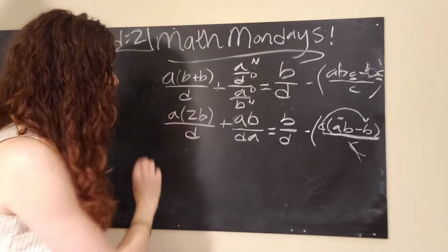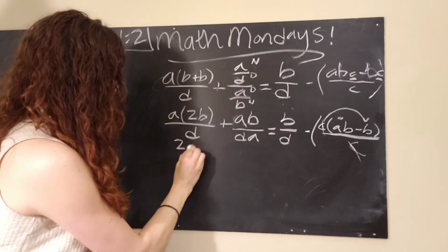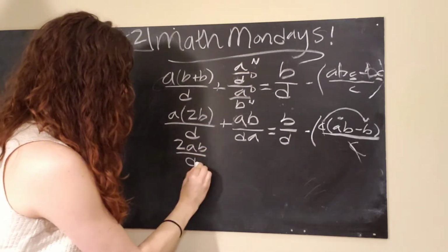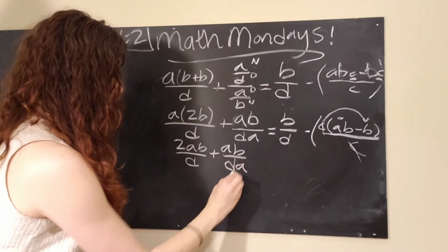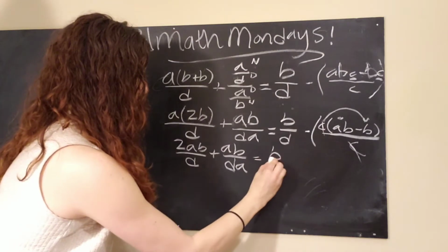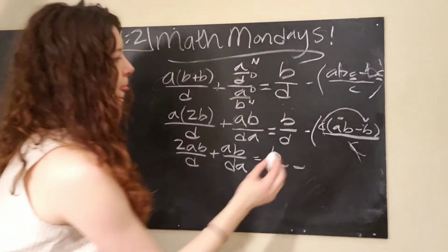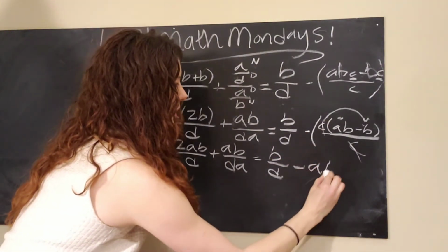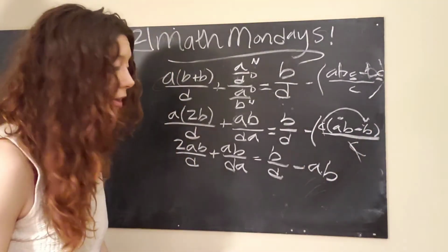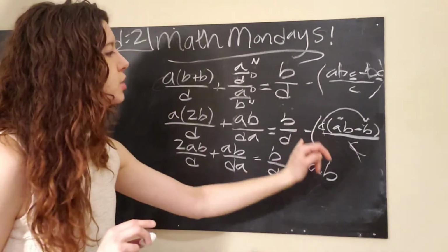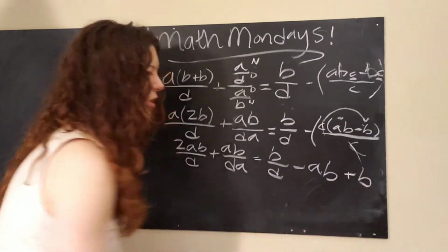Okay, so let's go back to here. I'm going to rewrite this in a little bit more friendly way. 2AB over D plus AB over dA equals B over D minus, and here I'm going to distribute the minus sign. So we have minus AB minus minus. Oh, so this is where another new rule in algebra comes into play. Two minuses equals a plus. That's one of those, wait, what?